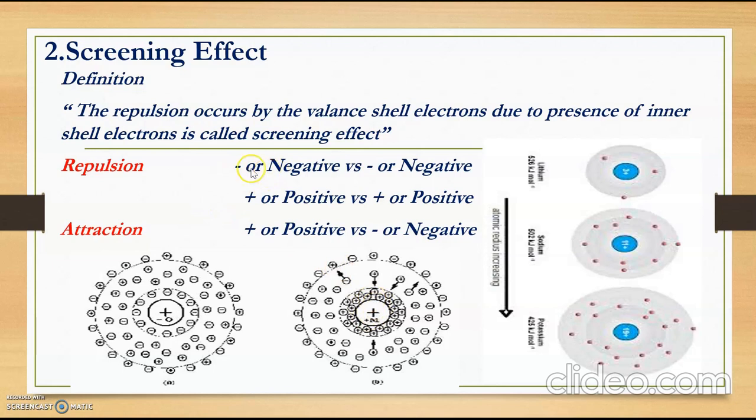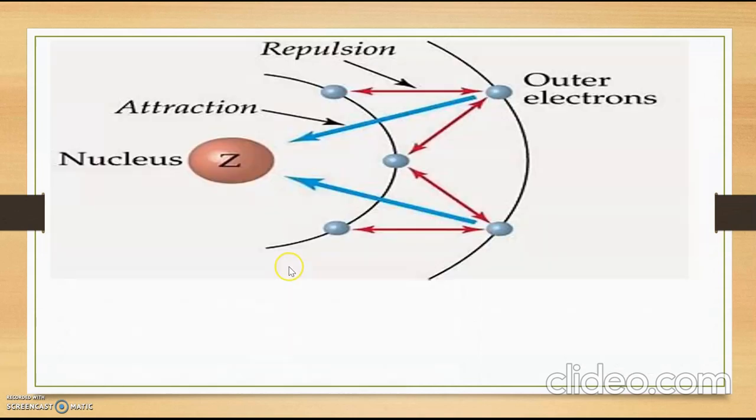Do you know what repulsion is? Negative charge versus negative charge always repel each other, and the same for positive versus positive, but positive and negative charges attract each other. This diagram clearly shows the valence shell electrons, the inner shell electrons, and the nucleus. The nucleus carries positive charge, the inner shell electrons are negative, and the outer shell electrons are also negative.